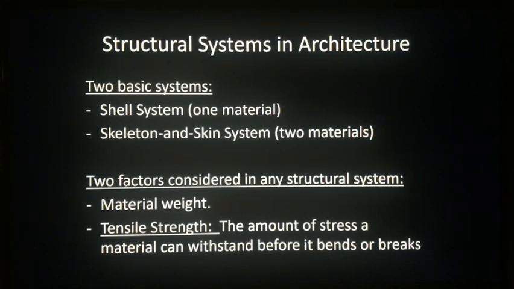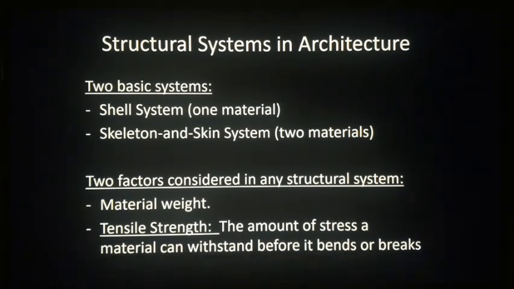And the chapter has broken this system of architecture up into two basic systems. One is the shell system using one material. So think about ancient temples all being constructed out of stone, or even in a more modern sense, the log cabin, using one material to be the walls, the support, and everything.